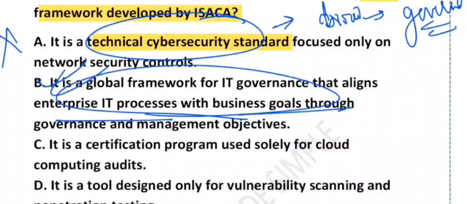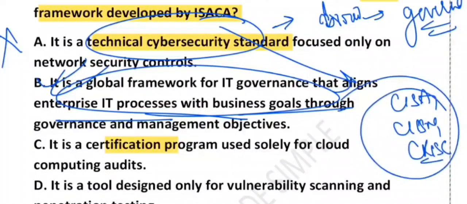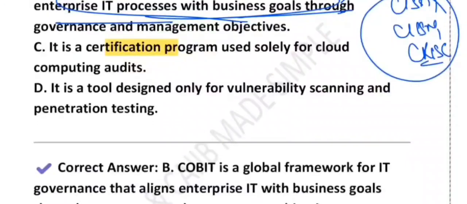Then option C talks about a certification program. ISACA does offer certifications like CISA, CISM, CRISC. These are the certification courses offered by ISACA, but COBIT itself is not a certification. What about option D? It says a pen testing or vulnerability tool. Actually, COBIT does not scan vulnerabilities or perform penetration testing. It guides how IT should be governed and managed.